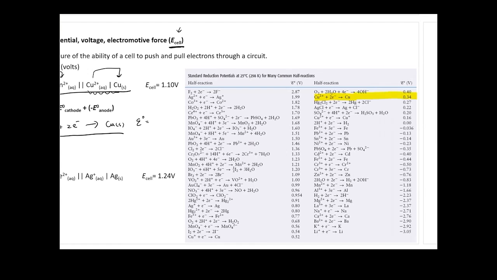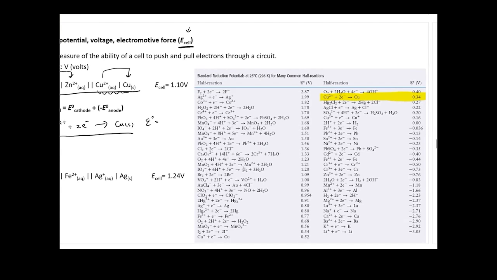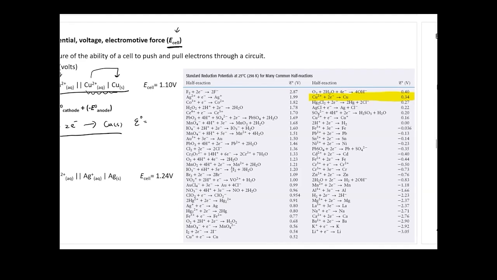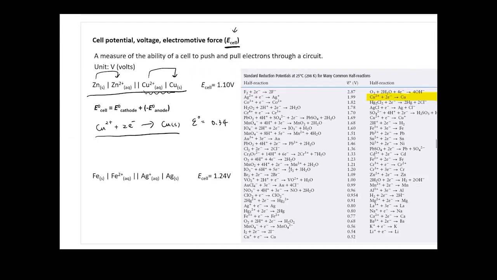When you do this, you realize that if copper 2 plus gains 2 electrons to form copper solid, your E naught is 0.34. That's what is going to happen at your cathode. The zinc is going to become zinc 2 plus and lose 2 electrons. This is an oxidation reaction, so you are not going to find the standard reduction potential directly. So how do you get it? You need to flip this one first.